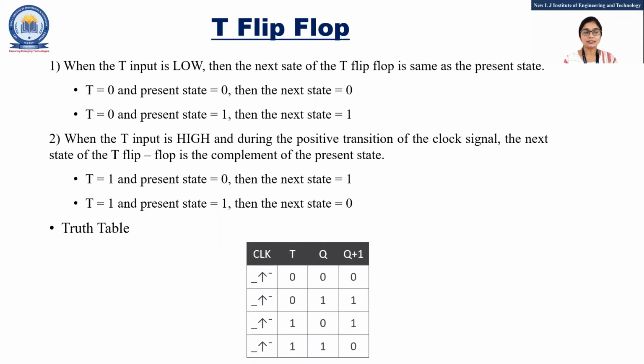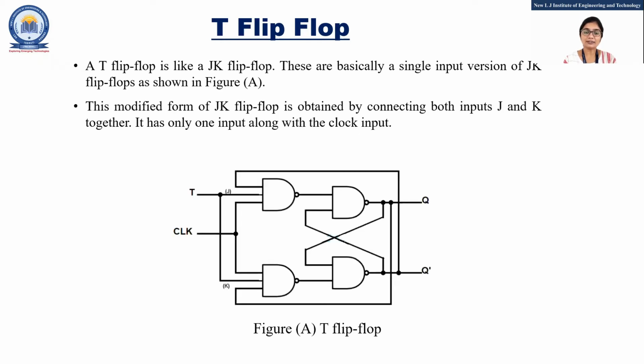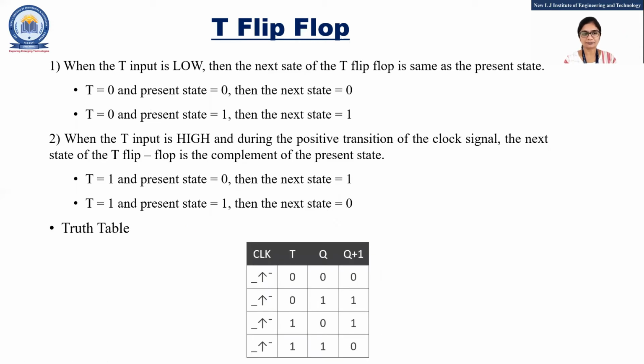So when T input is low, then the next state of the T flip-flop is the same as the present state. We have seen the function of the JK flip-flop. When J and K both are 0, there is no change in the output. And if J and K both are 1, it simply toggles the output bit. So similarly, we are combining these two inputs and will give T equal to 0 and 1. The function will be same as we have seen in the JK flip-flop.